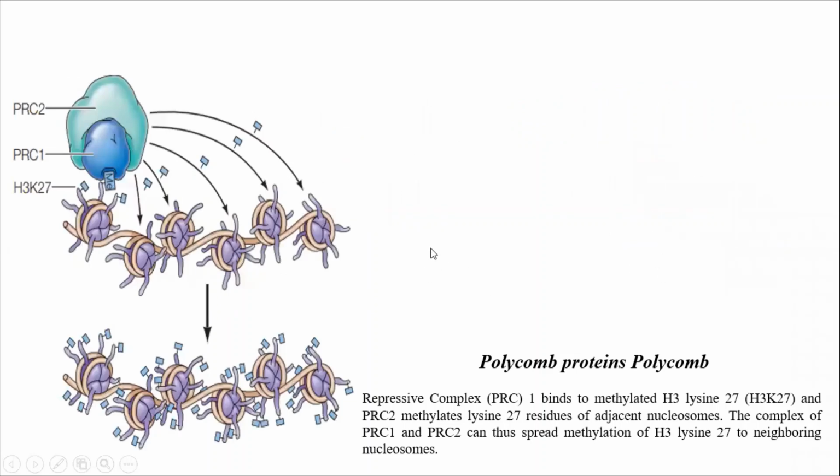So these are your polycomb proteins. So it is a repressive complex PRC1 which binds to the methylated H3 lysine 27 and PRC2 methylates lysine 27 residues of the adjacent nucleosome. ठीक है? See यहाँ पे देखो PRC1 ने एक को किया है तो PRC2 ने दूसरे को किया है methylation. ठीक है? So eventually what they have done, together this entire complex, the PRC repressive complex, is this particular chromatin they have made it completely repressive.